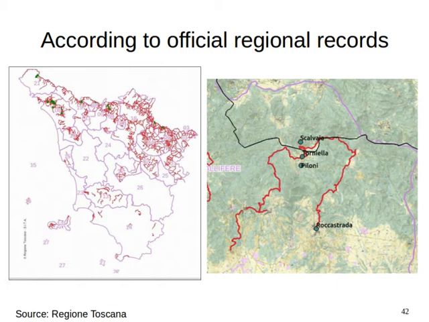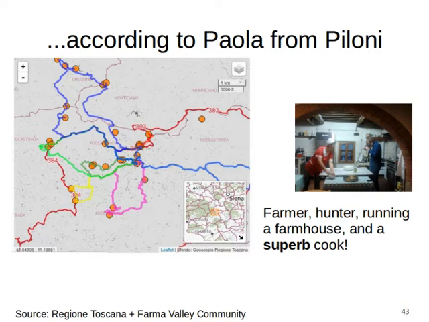If you take, for example, Paola from Piloni, who is a farmer, a hunter, she runs her farmhouse and actually does very good cooking, as you can see from this picture, preparing tortelli. We gave her a base map and she drew her own trails on the map. So it's kind of exposing different activities that a tourist or a researcher may want to use in their projects or activities.